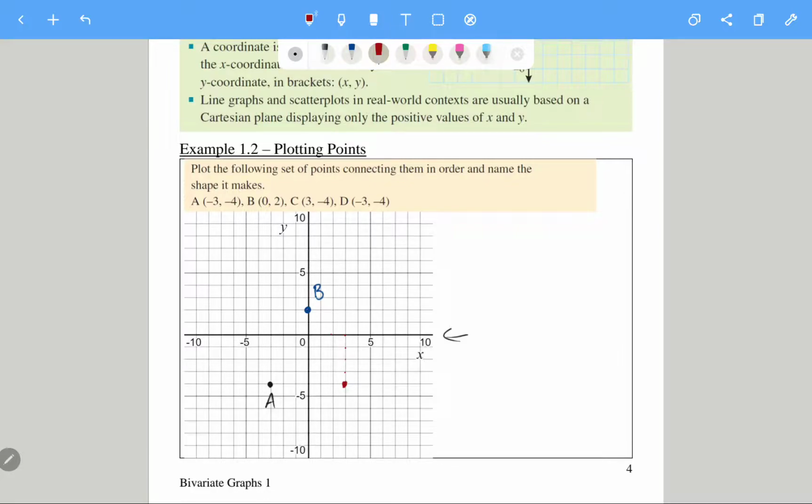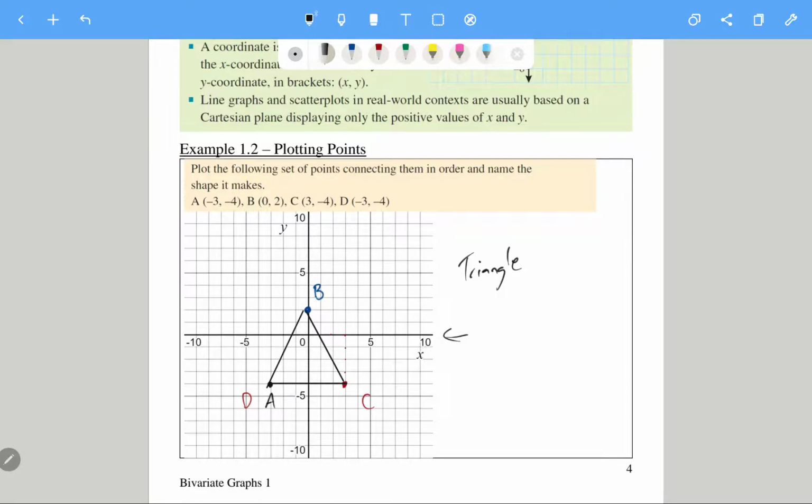And then we get -3, -4, which should look familiar because it is just point A again, so this is also point D. And we can see that if we connect up these, we get a triangle. So, triangle.